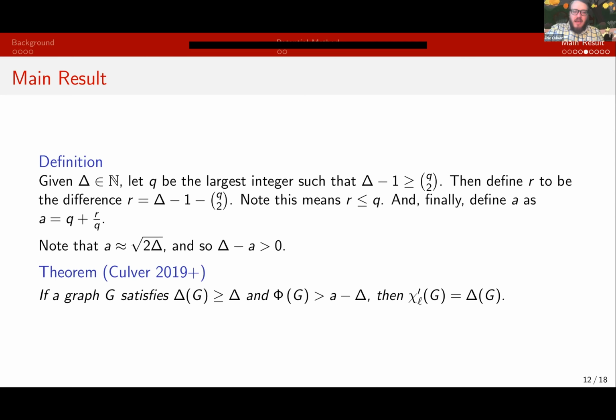But this quantity A, which is our bound, is approximately equal to the square root of 2 times the max degree. And so that means that A minus the max degree is going to be negative. And so what the theorem is saying is that if we have a graph with this maximum degree bound and with a negative potential bound, then we get that the edge list coloring number is equal to the maximum degree.